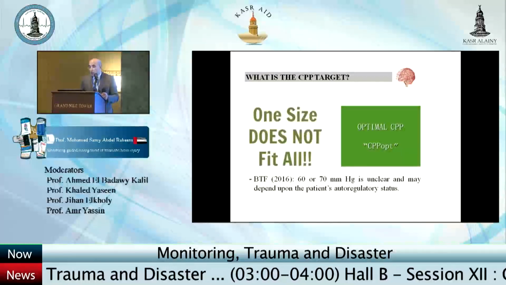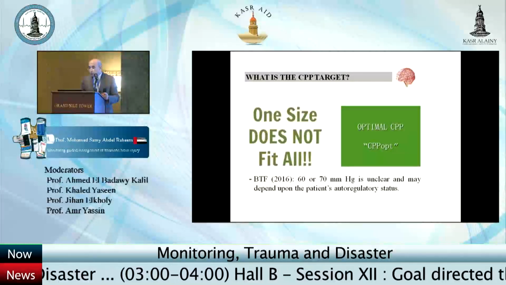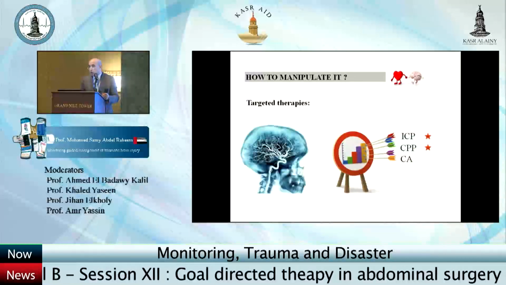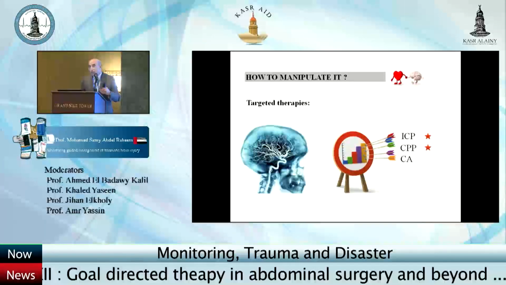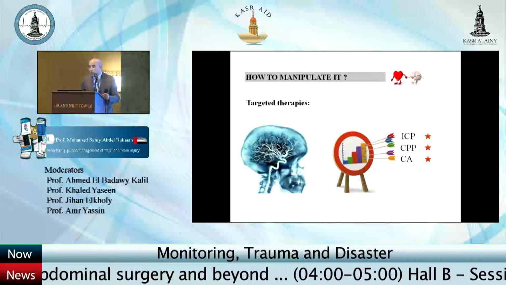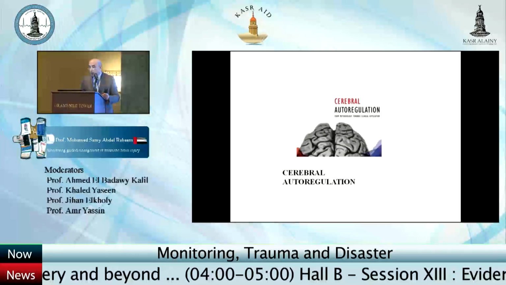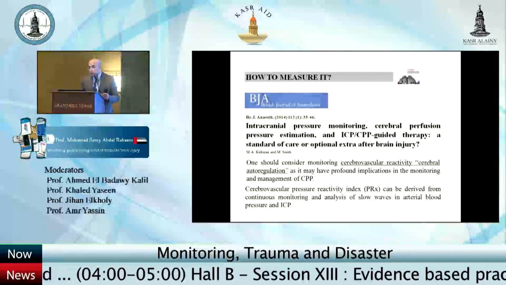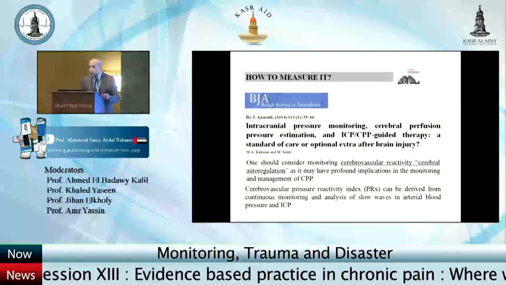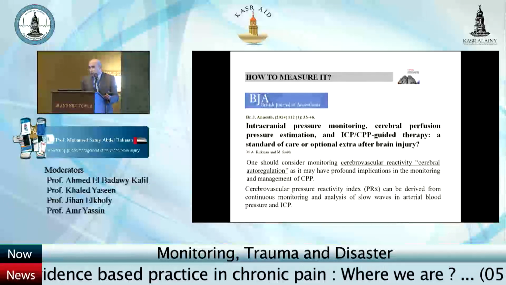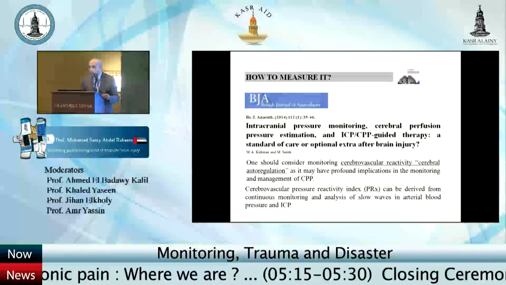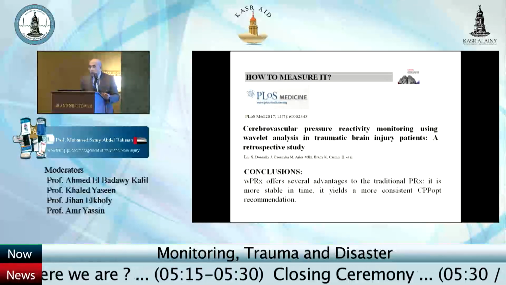In fact, one size doesn't fit all, and the optimal CPP of 60 is unclear and may depend upon the patient's autoregulatory status. That takes us to measure something different to make sure that the optimal CPP is achieved. That is cerebral autoregulation. And if we look at this article in BJA in 2013, they found that one should consider monitoring cerebrovascular reactivity, which is basically cerebral autoregulation, as it might have profound implications in the monitoring and management of CPP. How can we measure it?